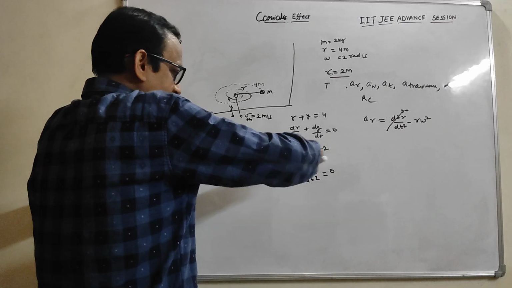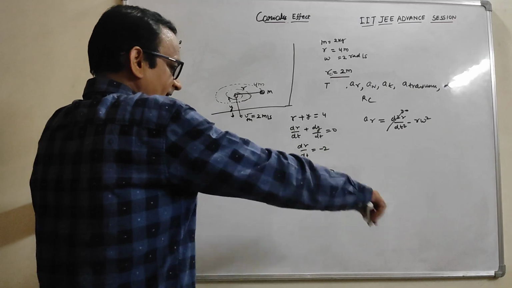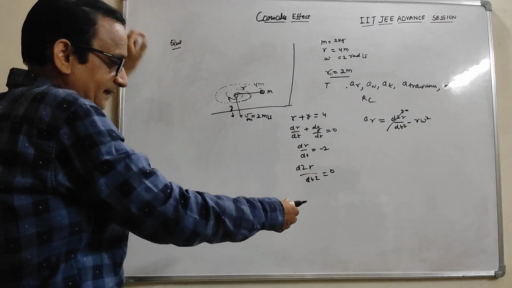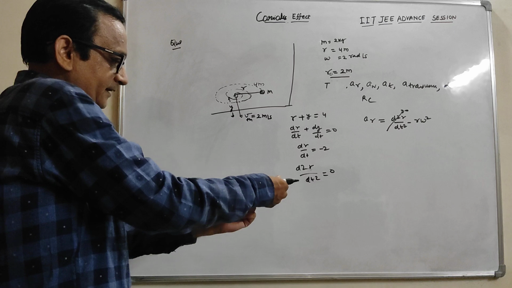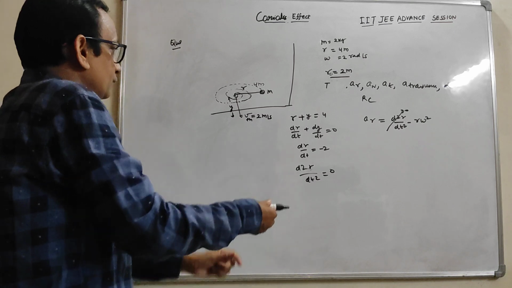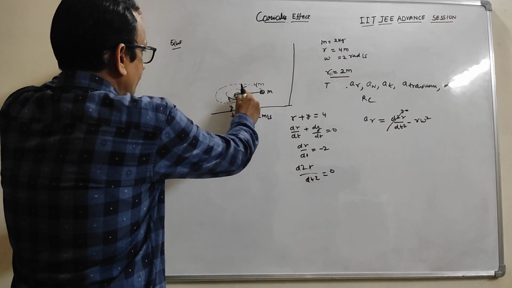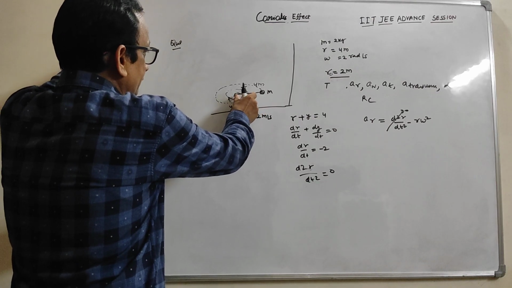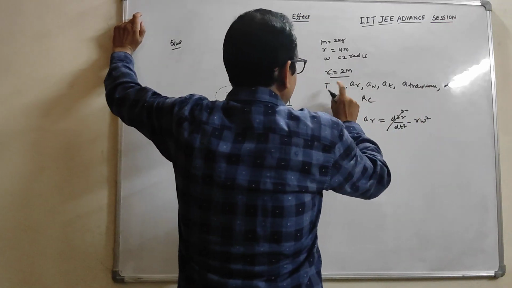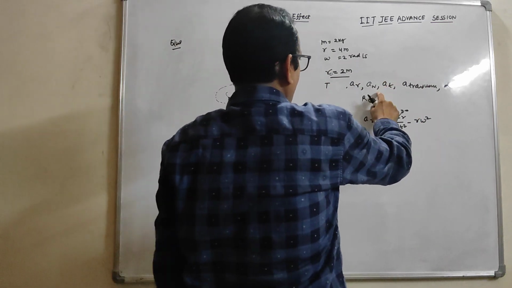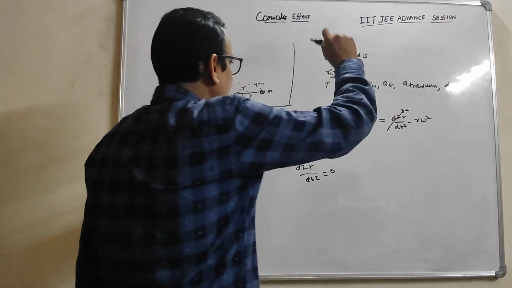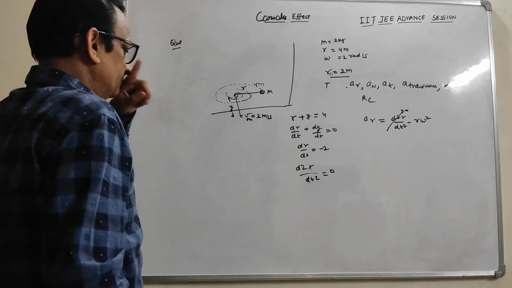This mass is attached with a non-stretchable string, moving on a horizontal platform, and at the other end a hole is made and the string is thrown down from the hole. When the radius is 2 meter, we have to find the tension, radial acceleration, normal acceleration, tangential acceleration, transverse acceleration, angular acceleration, and radius of curvature.